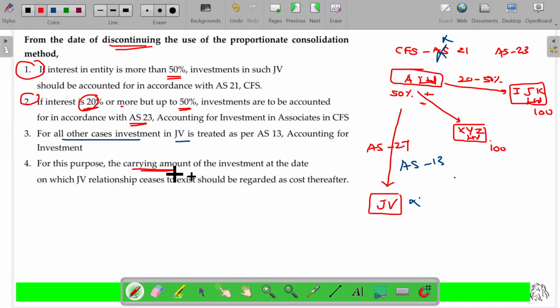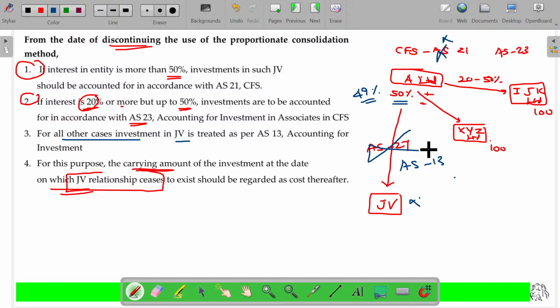For this purpose, the carrying amount of the investment at the date on which the JV relationship ceases. See, you are selling, here you have 50 plus percentage. You sold some number of shares, then you lose your holding because of holding only 49%. The moment you sell the shares in A Limited and bring the shareholding in XYZ Limited to less than 50, you are not required to follow AS number 21. Thereafter, you have to stop preparing as per AS number 27. You just directly go for AS number 13.